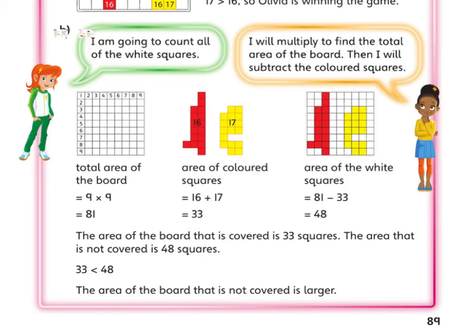And if we want to work out the area of the white squares, we need to subtract the area of coloured squares from the total area of the board. That will leave us with 48 white squares. So 81 take away 33 is 48 squares. Therefore, the area of the board that's not covered is still larger. So there are still more squares not covered than there are that are covered.